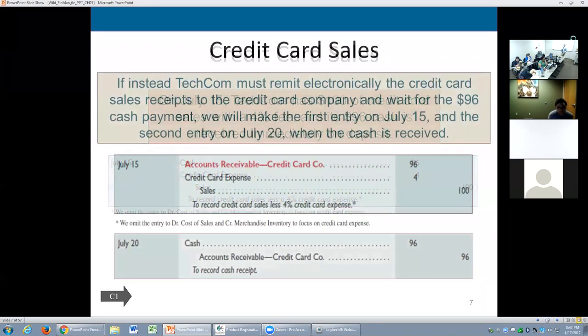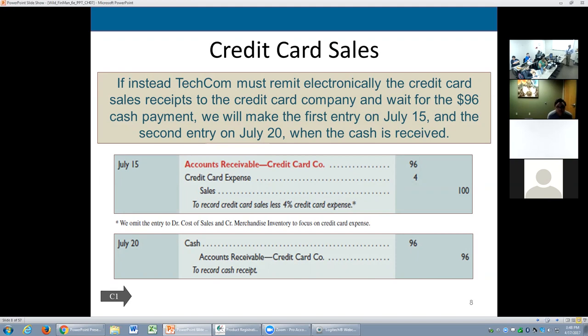Now, let's assume TechCom must remit electronically the credit card sales receipts to the credit card company and wait for the $96. So now what's going to happen? You're going to record the transaction on the 15th, and then you're going to record where you actually received the payment on the 20th. Good observation. We still have the original receipt, and down here we're going to account for where we actually receive the cash.